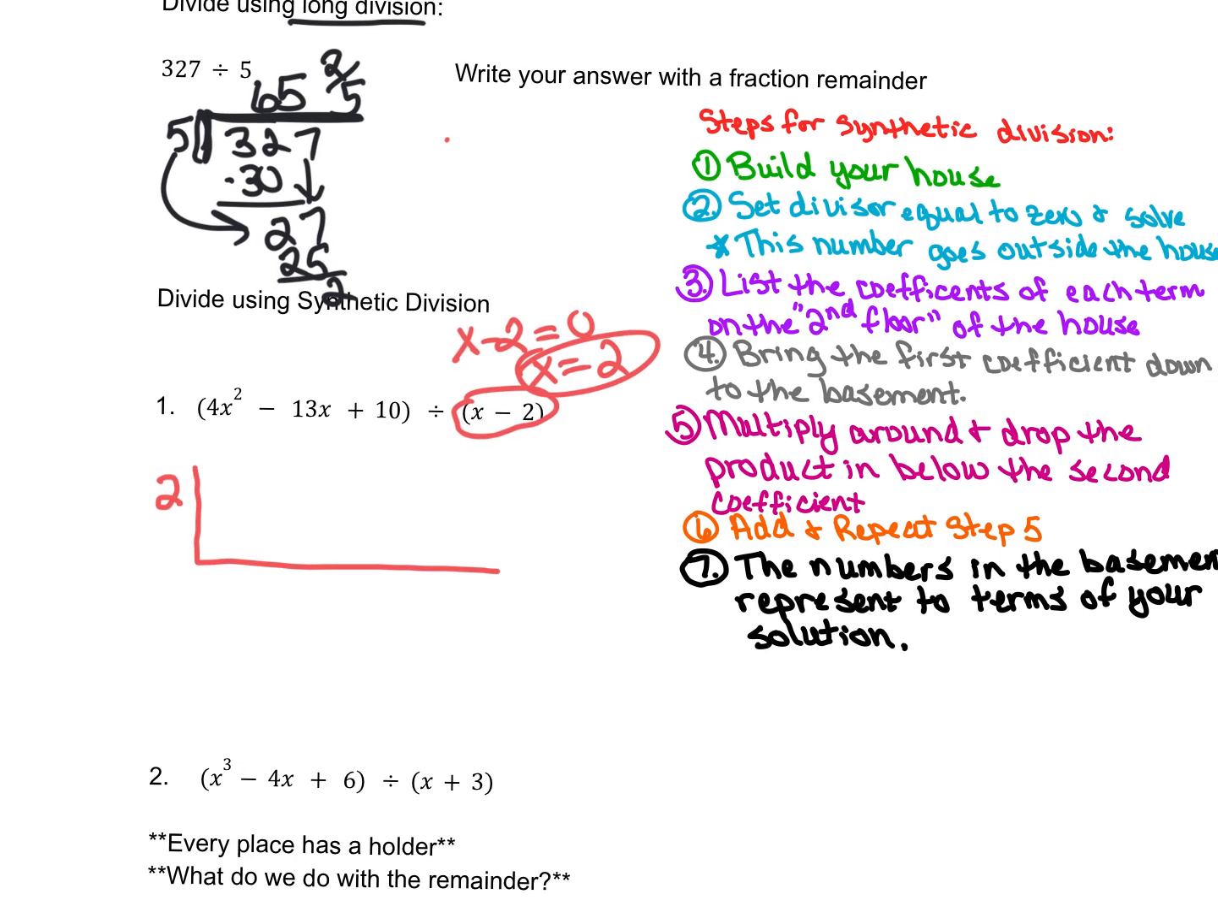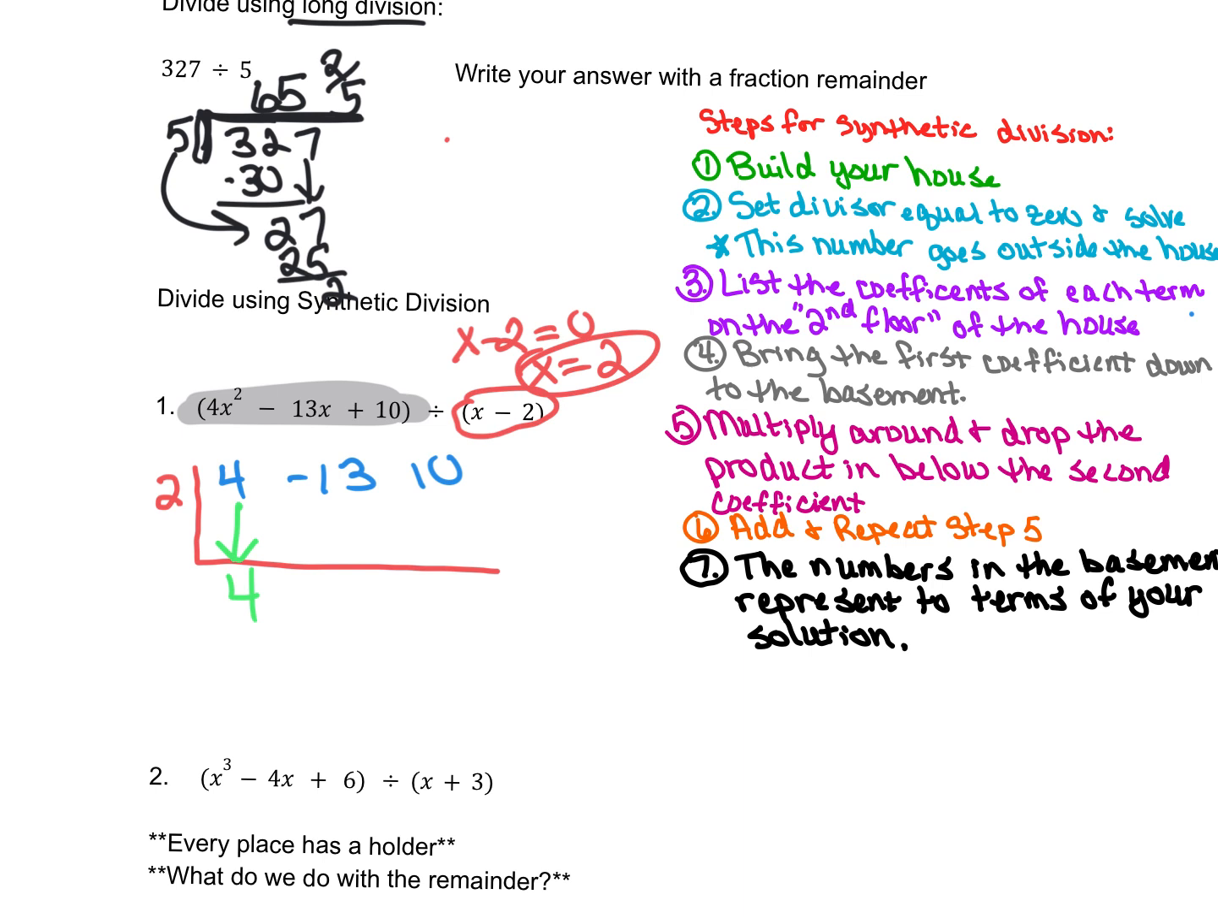Then we list the coefficients of each term on the second floor of the house. Here is what we're going to put on the inside, but all we are putting is the coefficients. So we are going to put 4, -13, and 10, all on the second floor. We did step 3, listed the coefficients. Step 4, bring the first coefficient down into what I call the basement. So we bring the first coefficient all the way down to the basement, below our floor there.